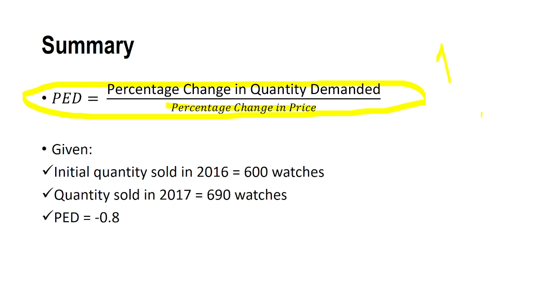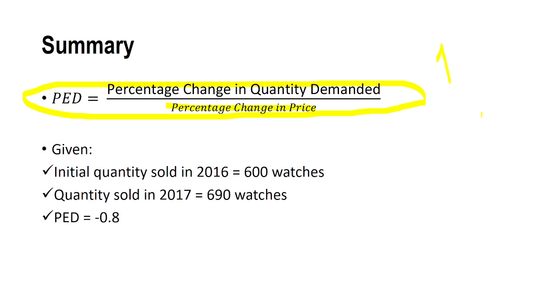So back to our discussion. In this formula, we want to find the percentage change in price. But what information do we already have? First, the initial quantity sold in 2016, that was equal to 600 watches. Quantity sold in 2017, that was equal to 690 watches, and price elasticity of demand, that in this case equals minus 0.8. Let's put this extracted information from the question in the formula.